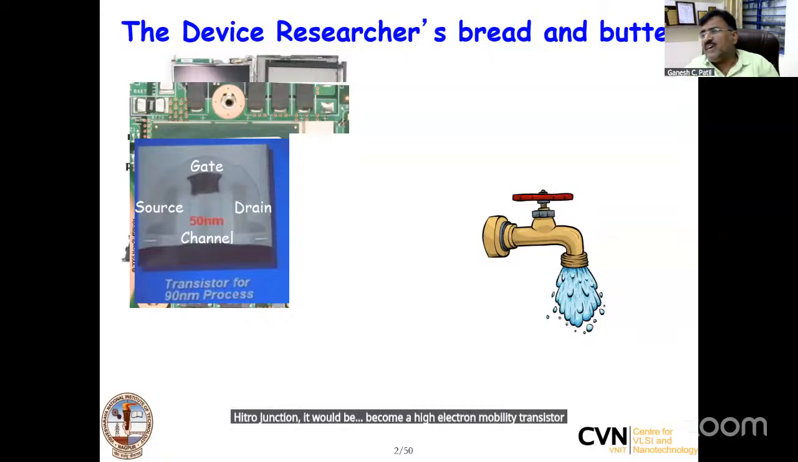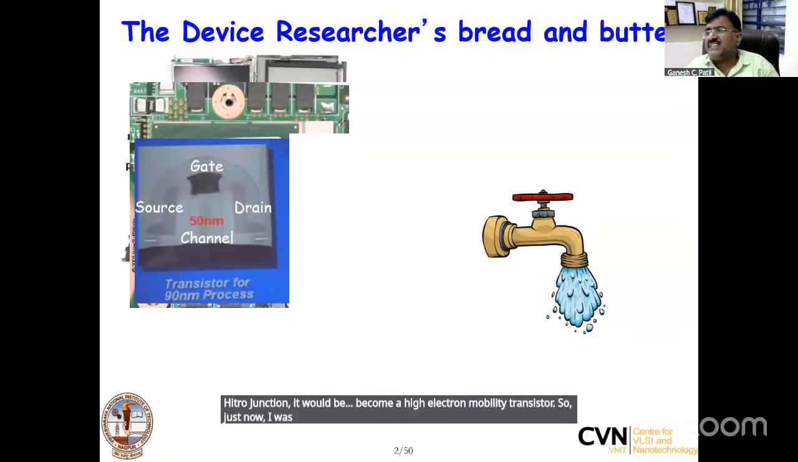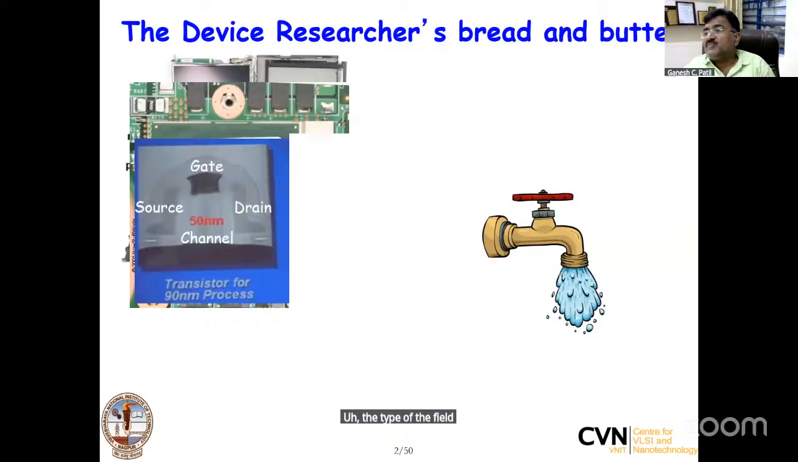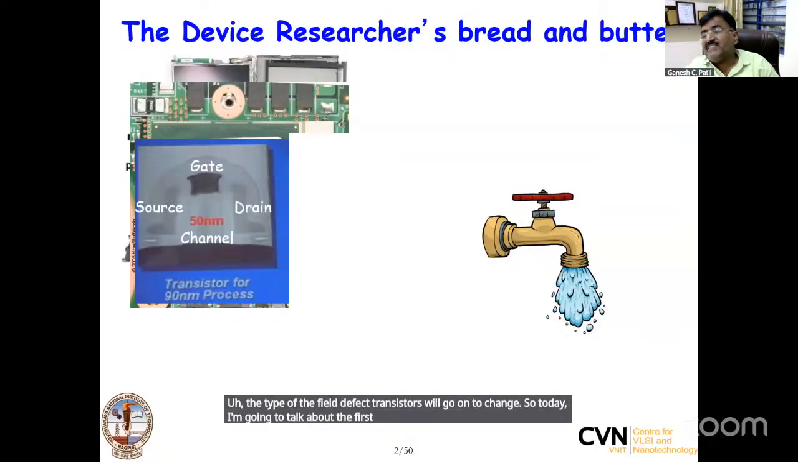So just now I was listening to the talk by Professor Mali. He was talking about HEMT, right? So that HEMT is a kind of device where the heterojunction is used at the control of the gate. So as we change the gate control, the type of field effect transistor is going to change. So today I'm going to talk about the first basic device, that is the MOSFET.